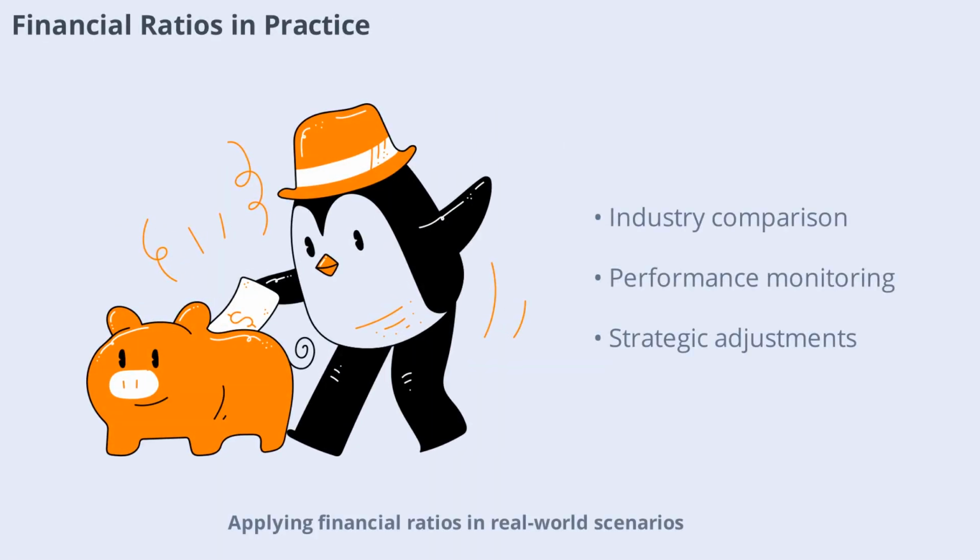Applying financial ratios in real-world scenarios helps analysts and managers make better decisions. By comparing ratios across companies or industries, you can identify leaders and laggards. Regular ratio analysis supports ongoing performance monitoring and strategic adjustments.